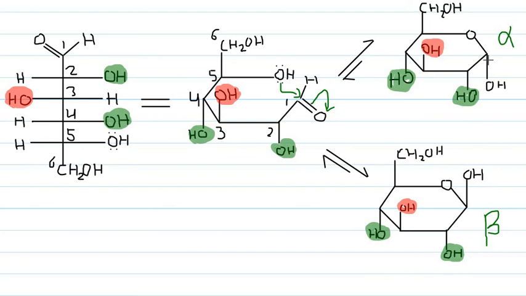And there is a newly formed stereo center. This one is the newly formed stereo center. This carbon is known as anomeric carbon. So this is actually the alpha anomer of D glucose and this is the beta anomer of D glucose.